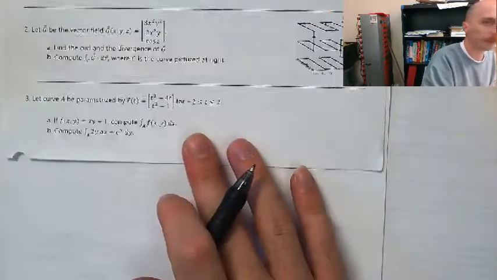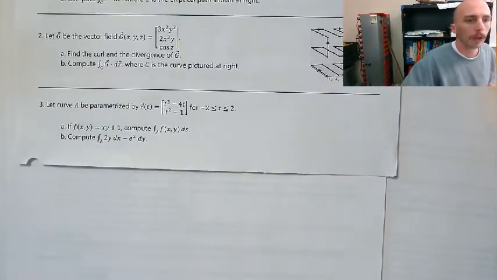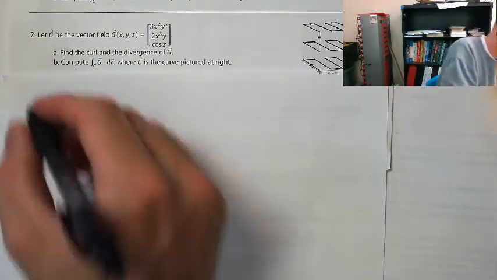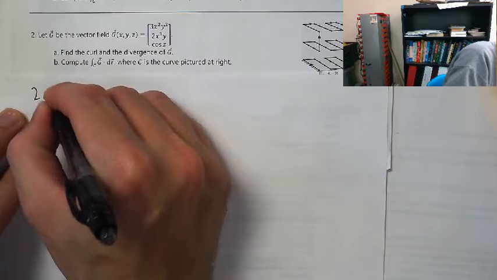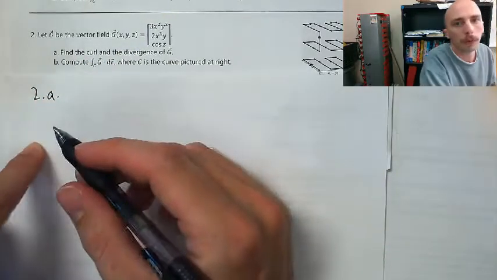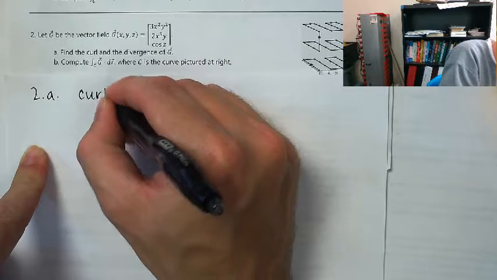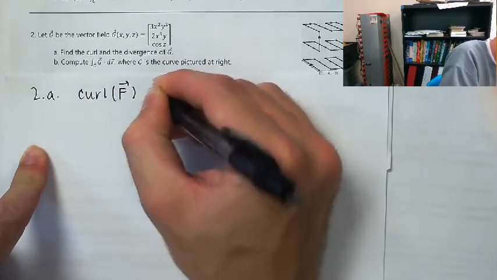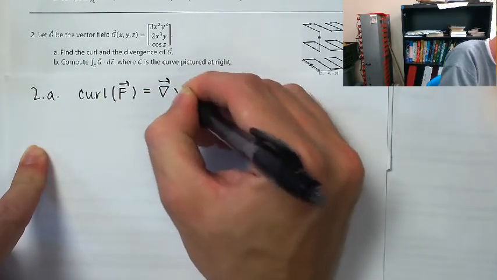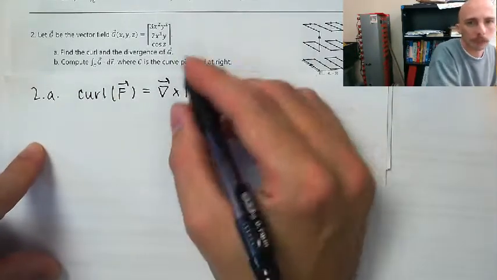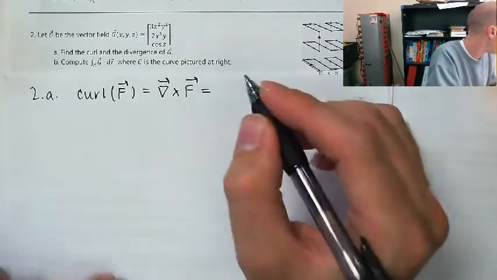Okay. Number 2. Looks like we've got a vector field in space, and we're going to start by finding the curl and divergence. Now, if you don't have a formula sheet and you don't have the formula written down, you remember curl is del cross F. But if we've got the formula, we don't need to go through that whole process.